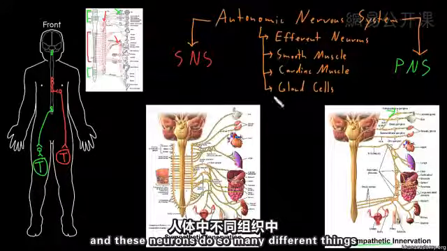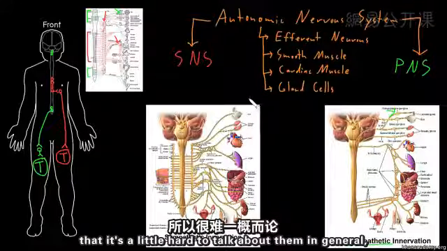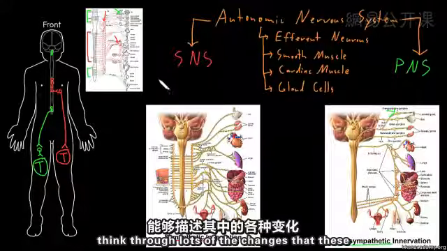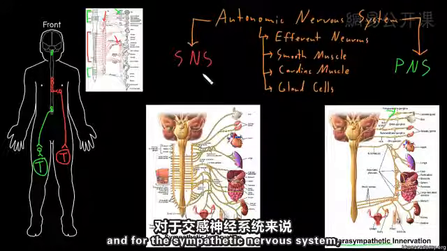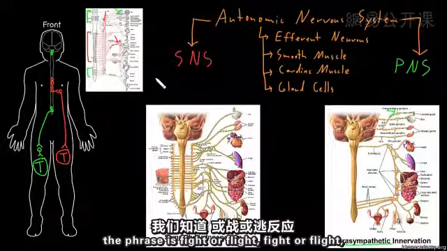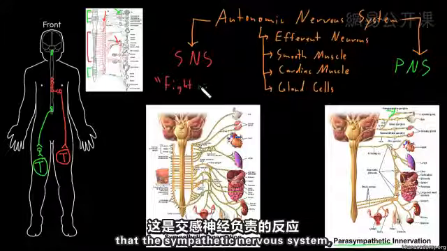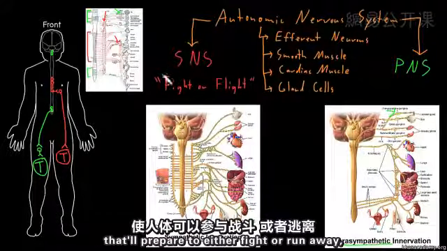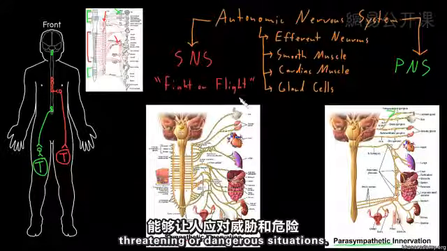And these neurons do so many different things in so many tissues of the body that it's a little hard to talk about them in general. But there are these great phrases that can kind of help think through lots of the changes that these different parts of the autonomic nervous system do. And for the sympathetic nervous system, the phrase is fight or flight. That the sympathetic nervous system, when it's activated, will cause lots of changes in the body that'll prepare to either fight or run away, which can kind of help you deal with threatening or dangerous situations.